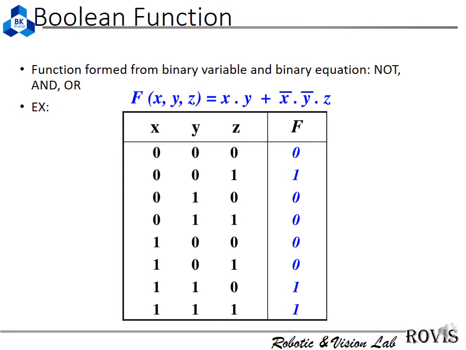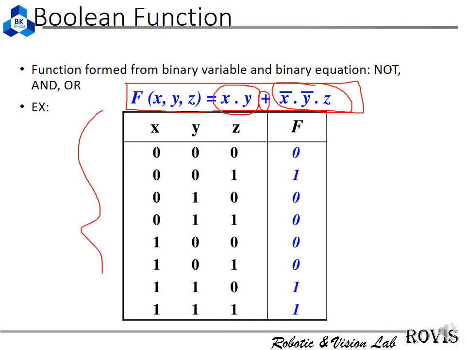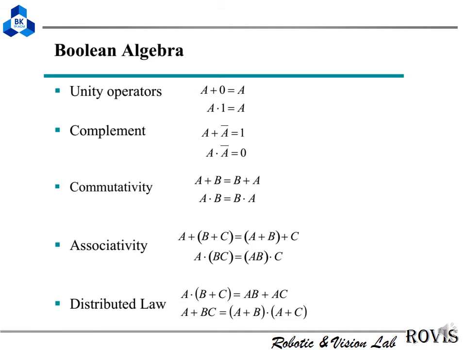A Boolean function is a combination of binary variables, shown on the slide here, right? This Boolean function is about the AND operator and the OR operator. And this is the truth table of the Boolean function. To minimize Boolean functions, we also have some definitions first.